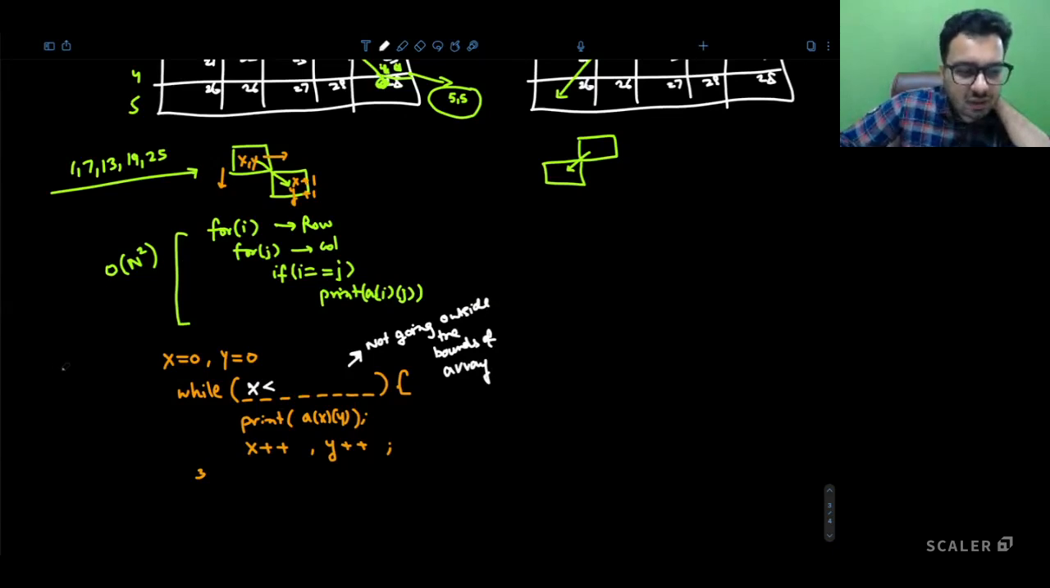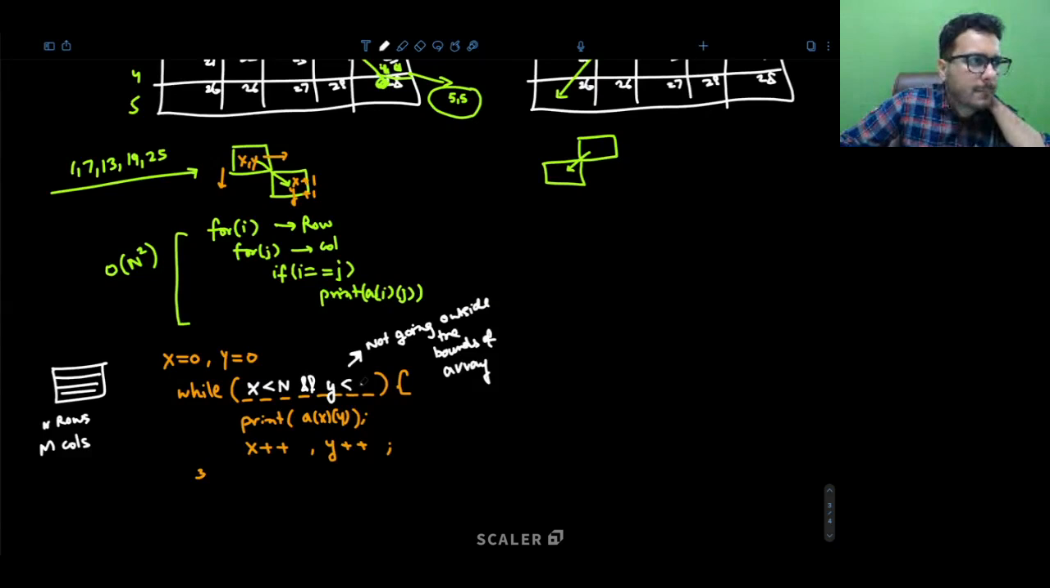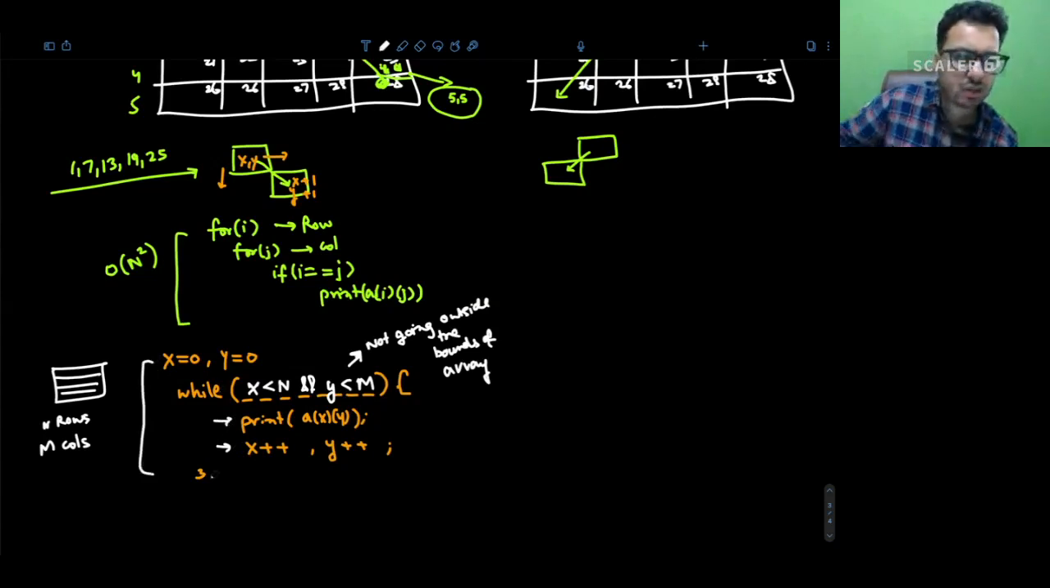Let's say the array has n rows and it has m columns. So can I say x should be less than n always, and y should be less than what? M. Absolutely correct. So if this is true, that means I am inside the bounds of the array, then array of x comma y is a valid index, and this will print all the diagonal elements on this particular diagonal. So did you understand this approach?